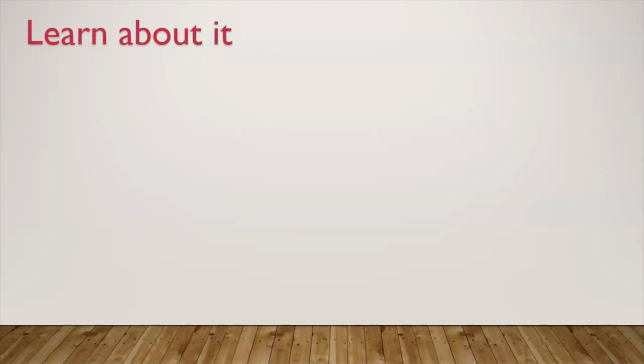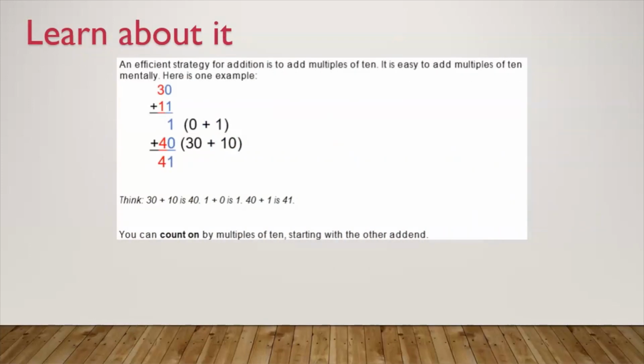So let's learn a bit more about this. An efficient strategy for addition is to add multiples of 10. It's easy to add multiples of 10 mentally. Here's one example. So you have 30 plus 11. When we are adding with tens, the reason why it's easy to do this is because we know that anytime we add 0 to any number, it's going to be itself. So 0 and 1 is going to be 1.